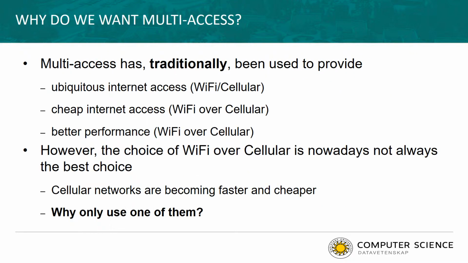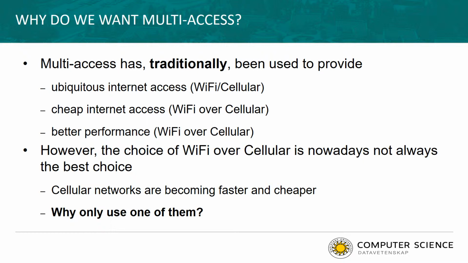So why would you like to use multi-access solutions? What can it bring us? Well, the typical use of multi-access has been to provide more ubiquitous internet access. If we have both Wi-Fi and cellular available, sometimes we may have coverage over Wi-Fi, but not in cellular. In other places, maybe only cellular coverage is available. By combining these two interfaces, we can make sure that we have a good connection more frequently.